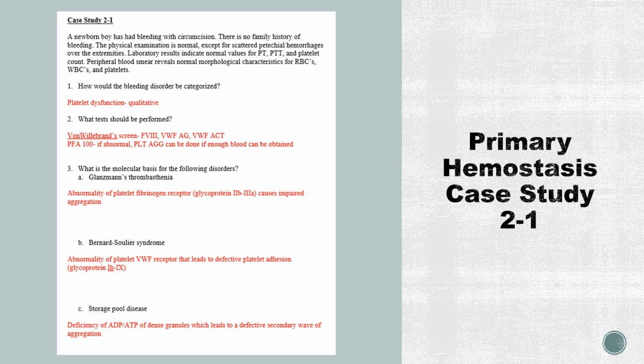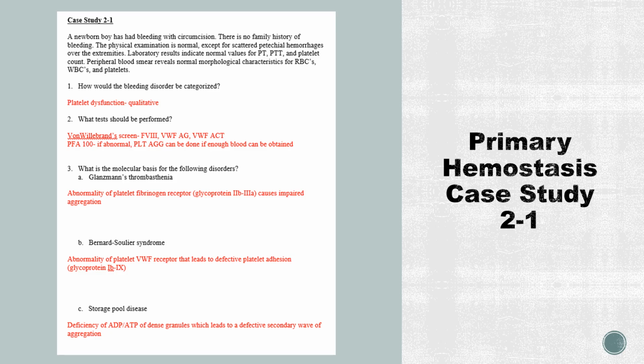What is the molecular basis for the following disorders? So Glanzmann thrombasthenia. All right, well, this is pretty simple. This one is a qualitative disorder, and it is an abnormality of that platelet fibrinogen receptor. So that glycoprotein 2B and 3A, and that causes impaired aggregation.